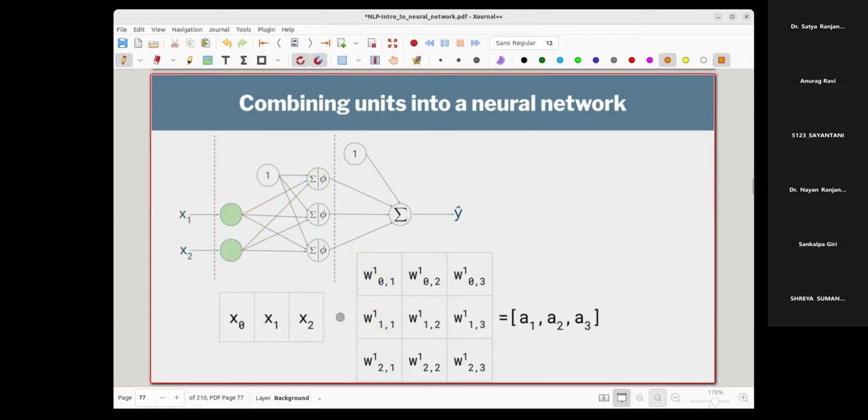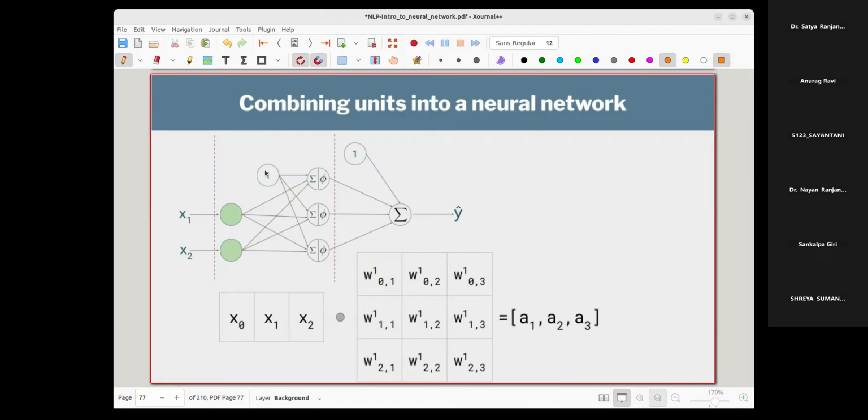Okay, is there another question? We were taking bias as W0 and considering it as a part of X. Yes. Then why are we taking bias separately while combining units into a neural network? So why are we taking bias like this? Because it is not an input. Remember, if you put 1 here, it would be termed an input, but it is not an input.